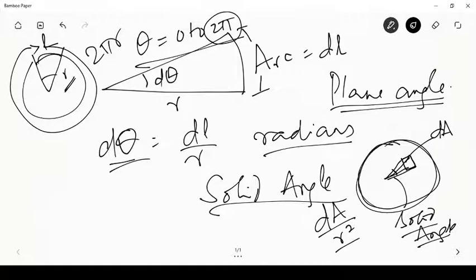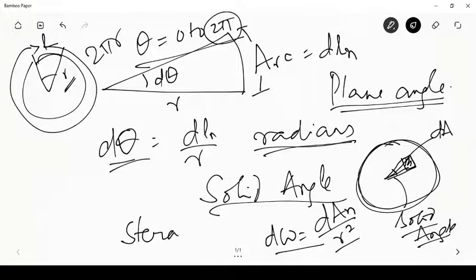What is important is that this area dA that I am looking at should be normal to the radius, so we could call it dAn, in a similar way as this is dln, the length of the arc, which is perpendicular to the radius here, right? So this is dln by r, and similarly dAn by r square would be defined as d omega, which is your solid angle. Okay, so the solid angle, just like your plane angle is measured in radians, is measured in steradians.